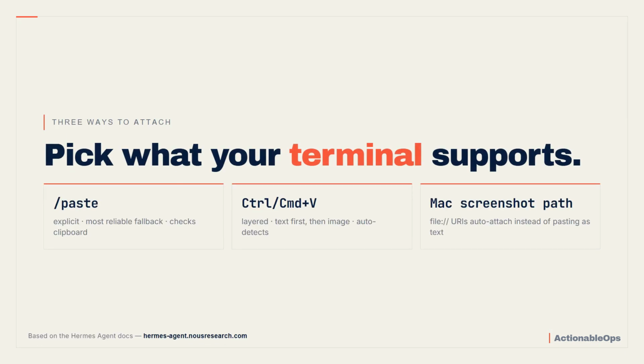Three ways to paste. /paste is the most reliable explicit fallback. It just checks your clipboard. Ctrl+V or Cmd+V works as a layered flow: text first, then native clipboard, then image. And on Mac, screenshot temp paths and file:// URLs actually attach as images automatically instead of dumping the path text into the input.